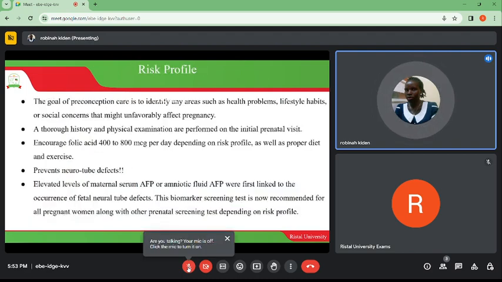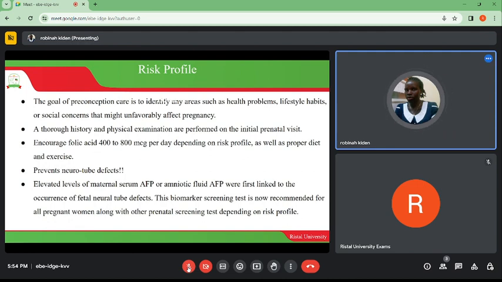So let's look at the risk profile. The goal of preconception care is to identify any areas such as health problems, lifestyle habits, or social concerns that may unfavorably affect pregnancy. So if the mother has attended preconception care, then she will not have much problem during pregnancy. A thorough history and physical examination are performed on the initial prenatal visit, like we have described above.